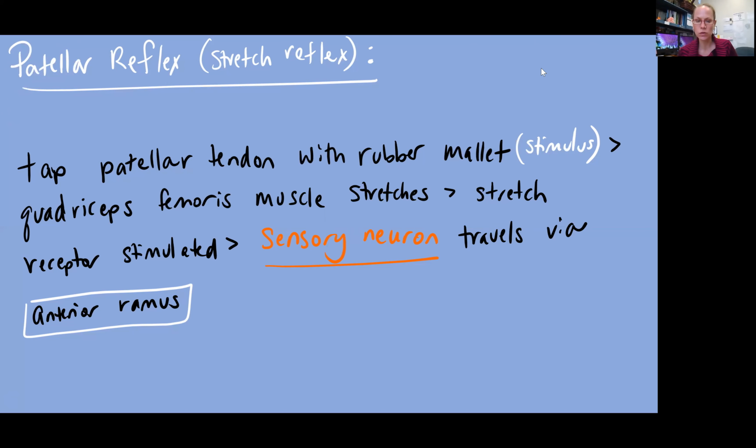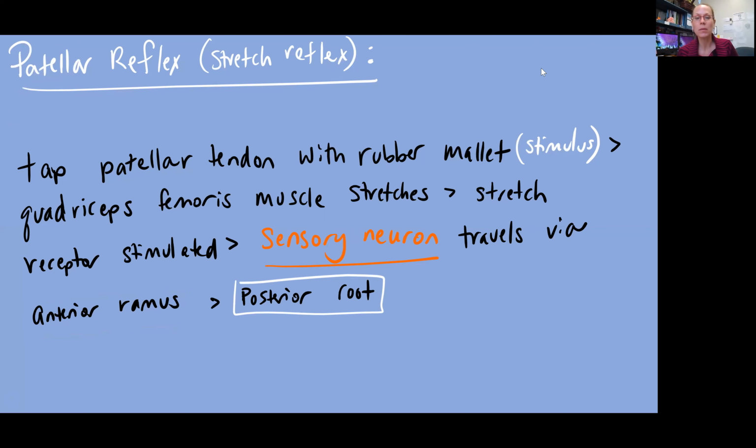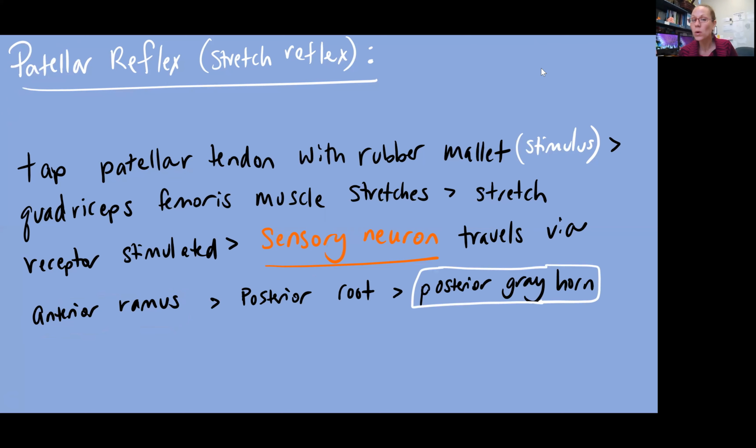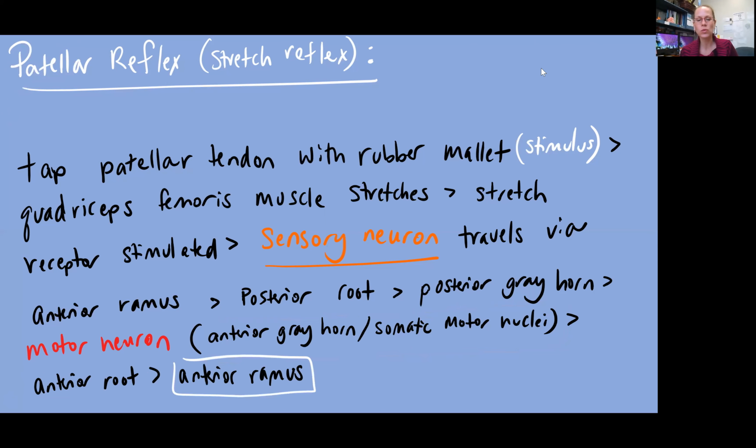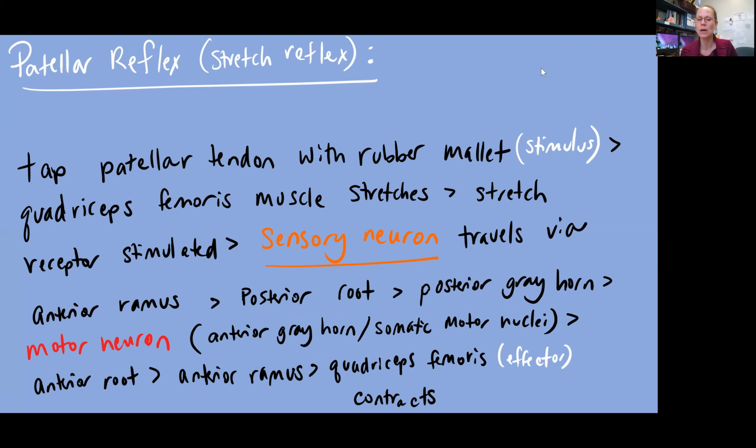Okay, from there, that sensory neuron is going to enter the spinal cord via the posterior root, coming into that posterior gray horn, but it doesn't synapse there. Instead, it continues to synapse directly onto the motor neuron. The motor neuron, remember, is housed in the anterior gray horn, which is going to contain the somatic motor nuclei. From here, the motor neuron is going to exit via the anterior root, travel the anterior ramus until it synapses onto the quadriceps femoris muscle, which is our effector, causing it to contract.